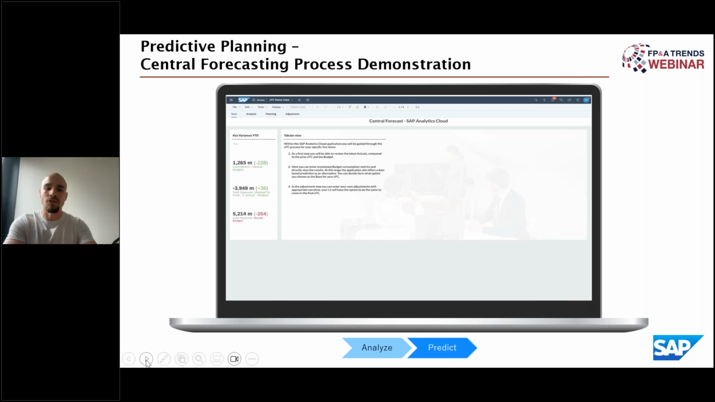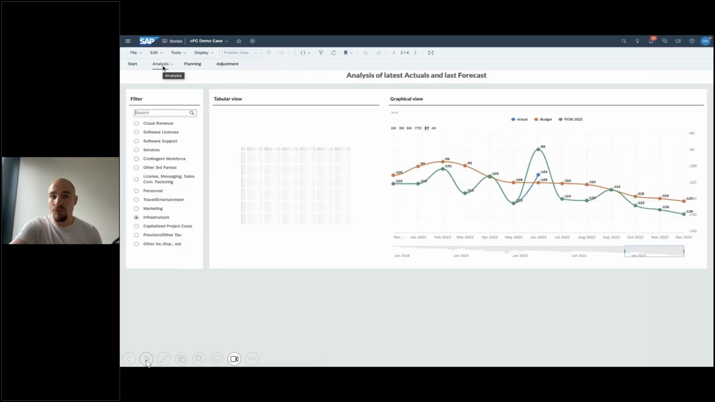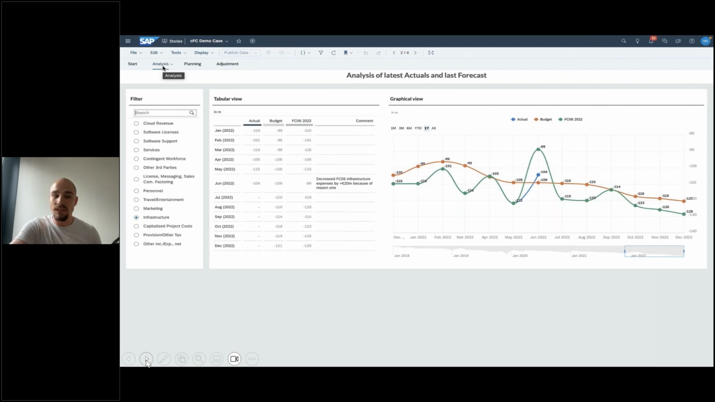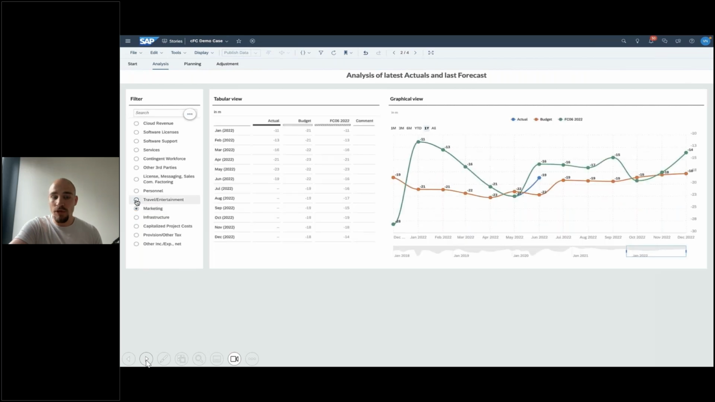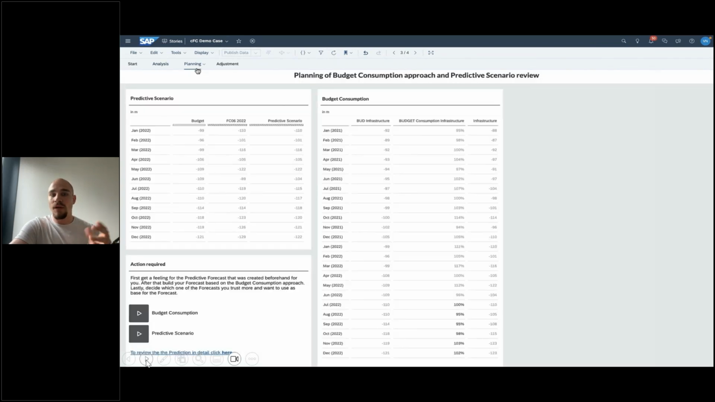So as we start the video, what we see, it's a repeatable process. We'll look first at analyze, so analysis. So we'll figure out what is the latest, what did we do in our last forecast? Do we see big deviations between the actuals, the budget, and the forecast? We look at the different accounts from the P&L that you might be responsible for and the commentary given. And then we get into planning.